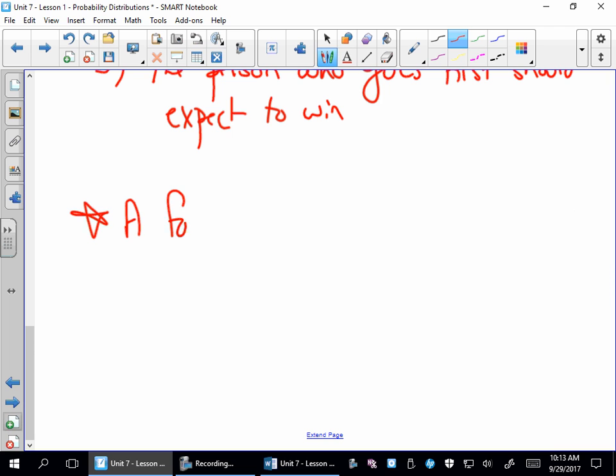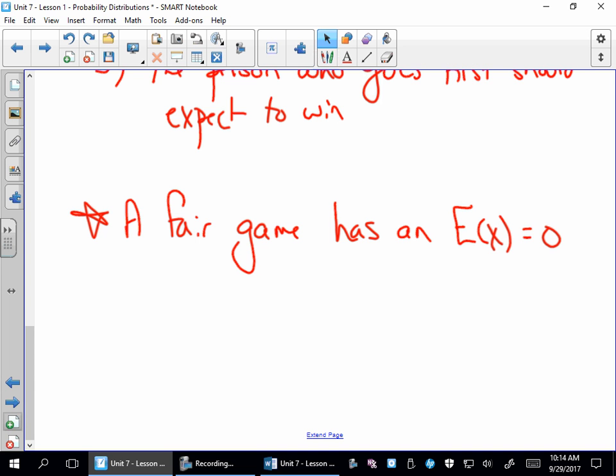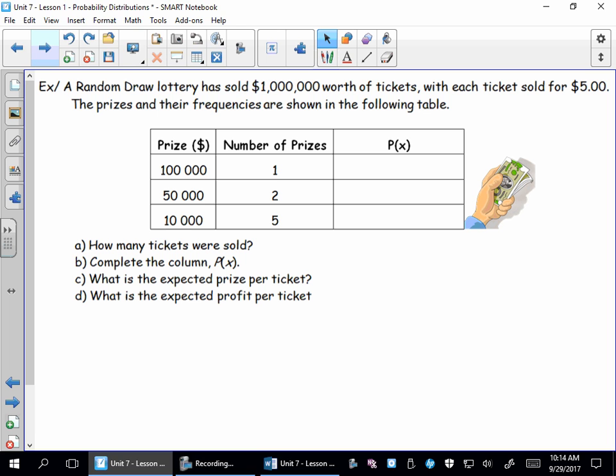The rule for games, when we're developing a game, for it to be fair, there's a star for you. A fair game, so one where each person has a chance to win, has an expected value of 0. If it's not 0, it's not fair. If it's a positive value, you should expect to win. If it's a negative value, you should expect to lose. Fair games have a value of 0. Okay, well, look at that last example now.